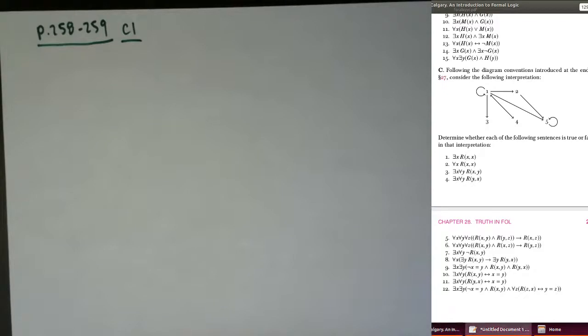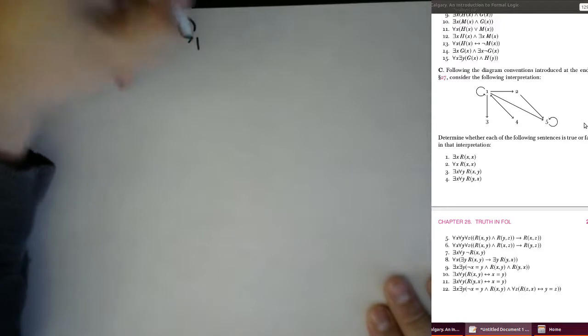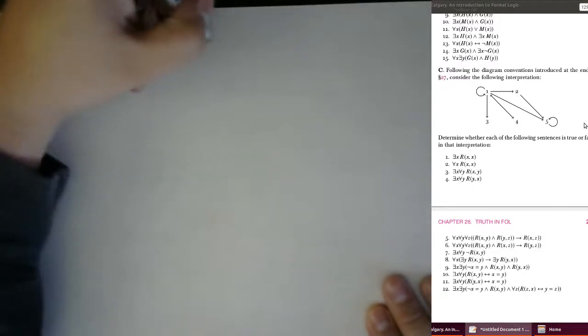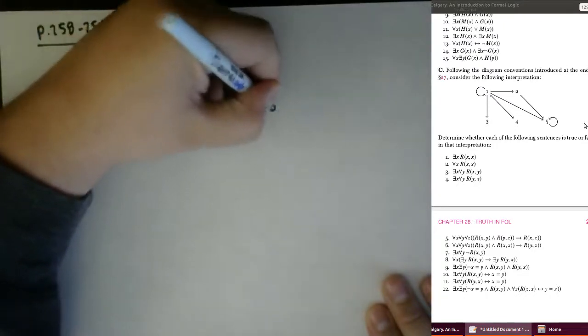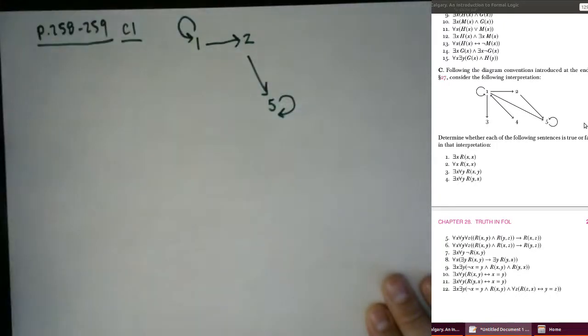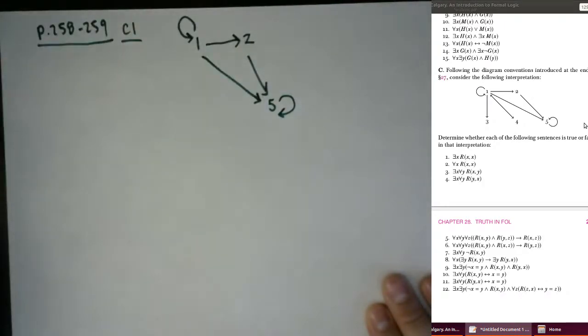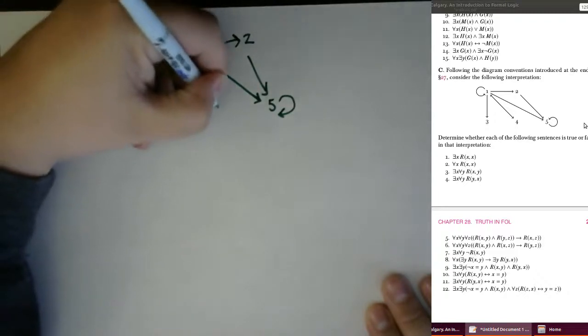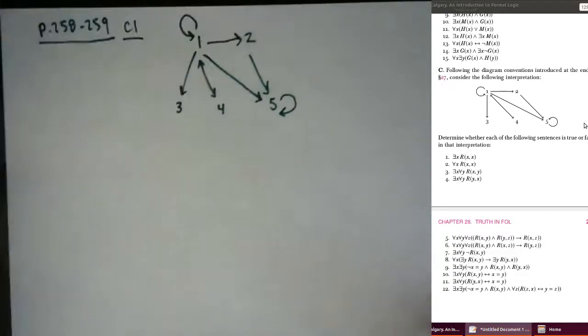And let's look at this diagram before we do anything. So here's 1, and it's self-arrowed. Then here's 2, and then here's going down to 5, and it's self-pointing. We have an arrow from 1 to 5. We have an arrow between 1 and 4. And we have an arrow from 1 to 3. So this is encoding a relation, essentially. They're calling it R in this case.